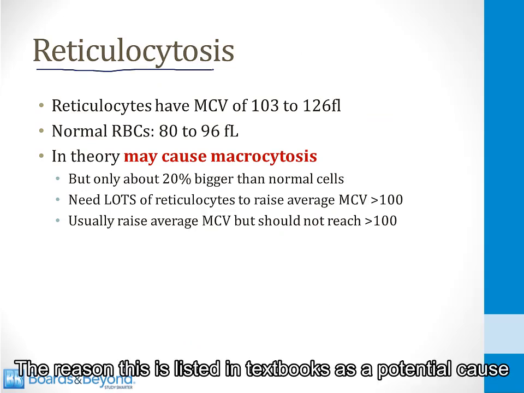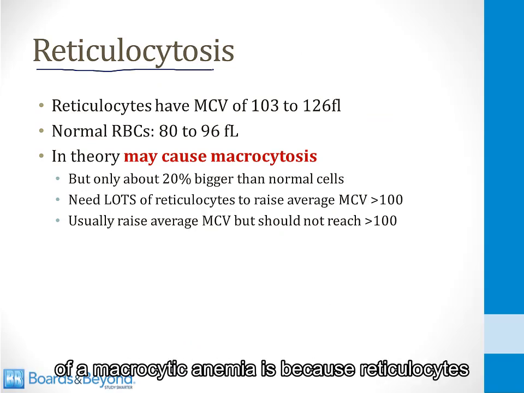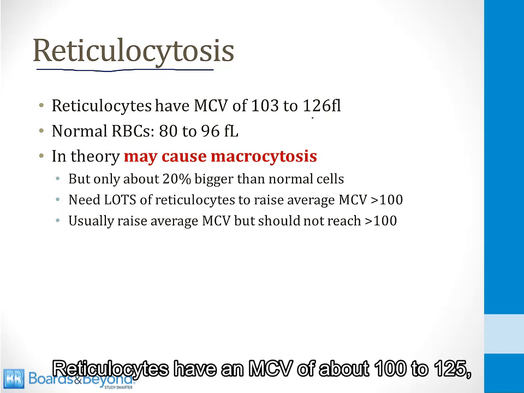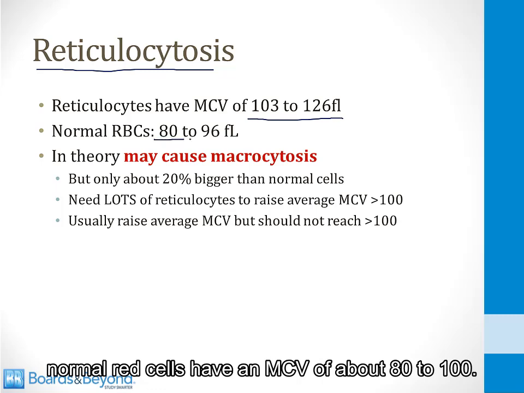The final cause of a non-megaloblastic macrocytic anemia is reticulocytosis. The reason this is listed in textbooks as a potential cause of a macrocytic anemia is because reticulocytes are bigger than normal red blood cells. Reticulocytes have an MCV of about 100 to 125. Normal red cells have an MCV of about 80 to 100.